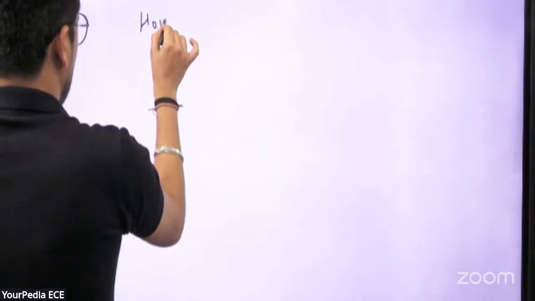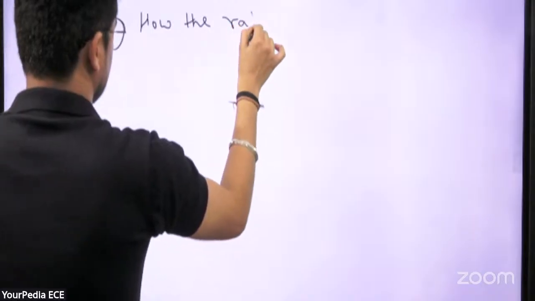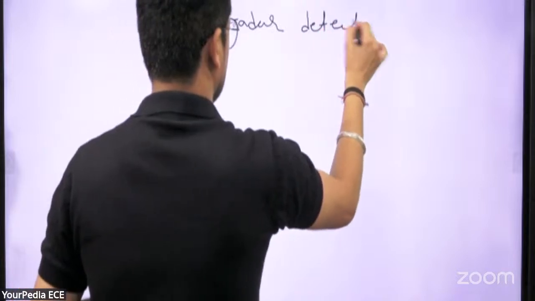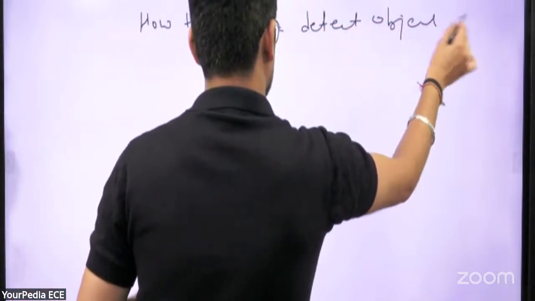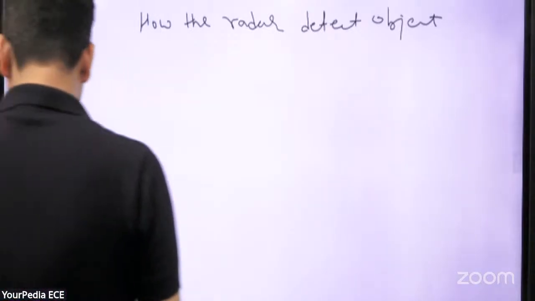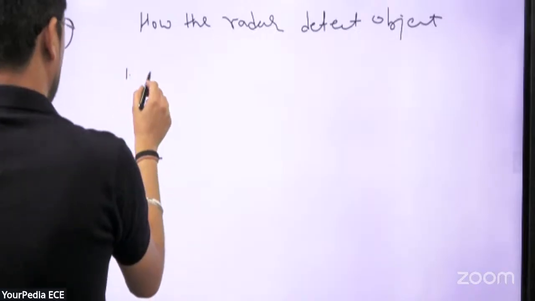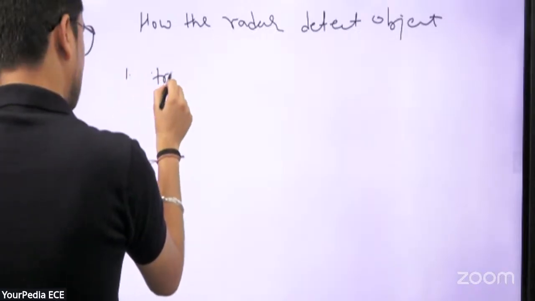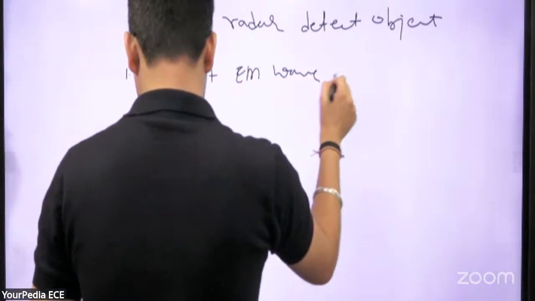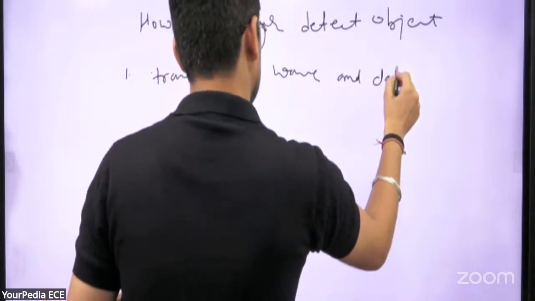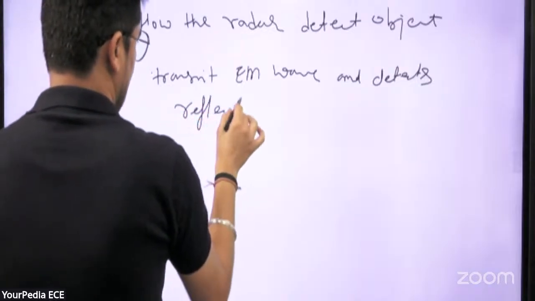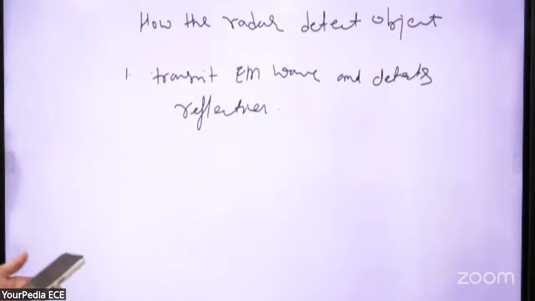The question is how the radar detects the object. So the first option is transmit electromagnetic wave and detect reflection. That is the correct option, right? Because it transmits an EM wave and detects the reflection. I'm having only one option which I'm getting from the student.